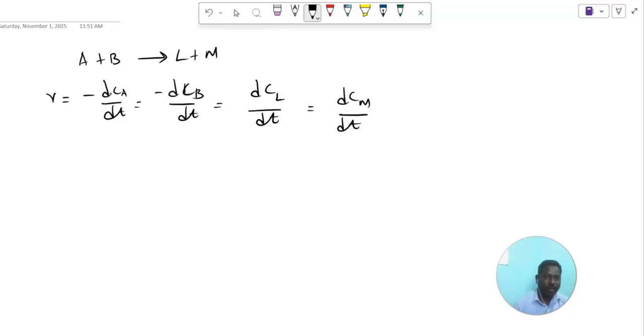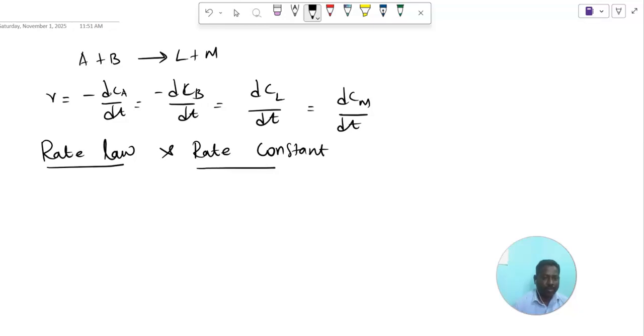If you know how to write the rate of the reaction, it is easy to understand the rate law and rate constant. So rate law and rate constant, and I will also tell about the order of the reaction. Then we will stop. In the next video we will continue integration of rate expression for different types of reaction.